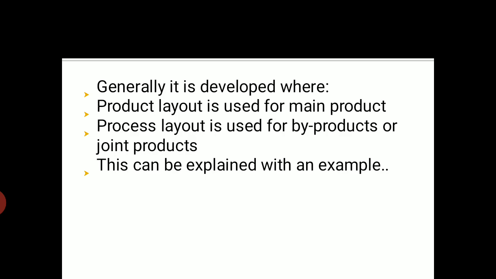So in both the cases, the main product is also produced, the byproducts are also produced. When you want to get the advantage of both of these, at that time we can have the combined layout. This can be explained with the example that is given in the next slide. Now before going to the next slide, let me just clear it out.